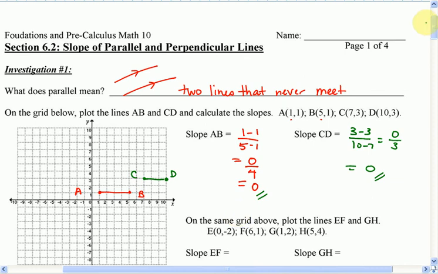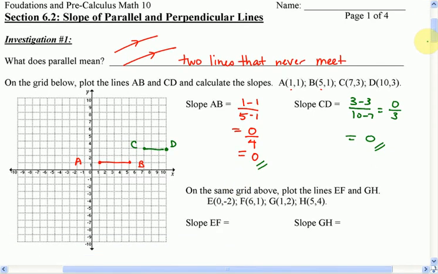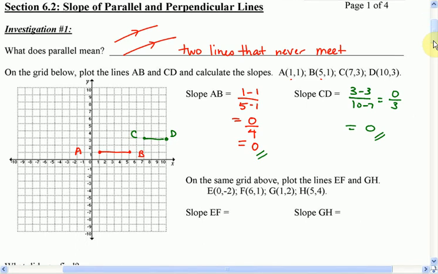Now, I want you to do the same thing with the next lines here, EF and GH. I want you to plot these points and calculate the slopes as well. Then look at your answers and tell me, what do you know about the slopes of parallel lines?